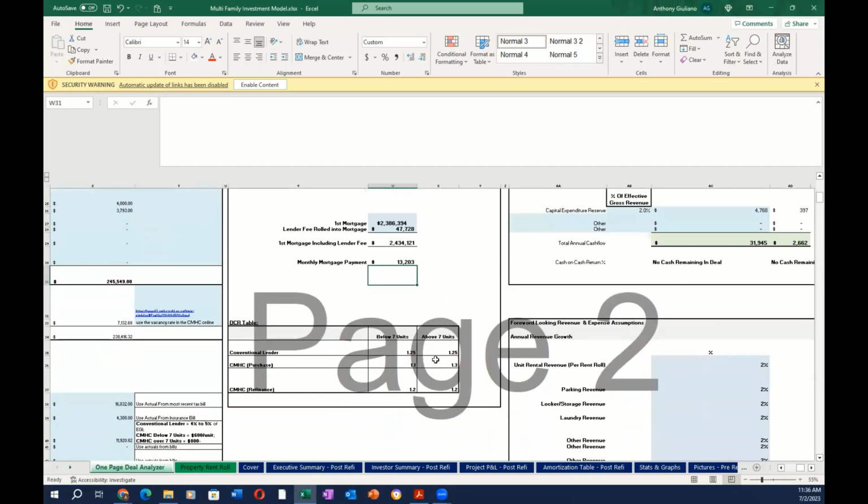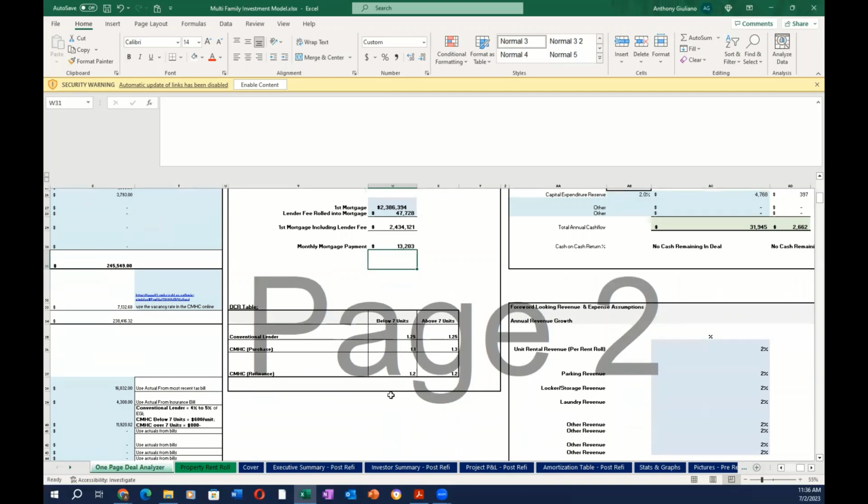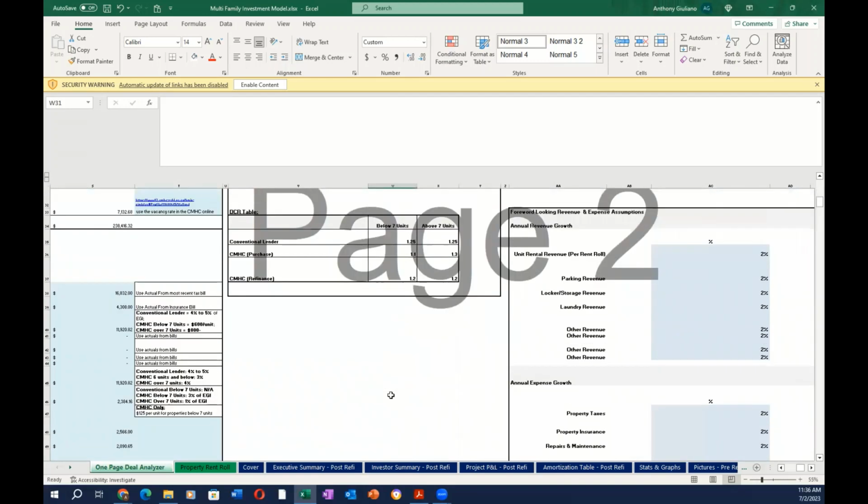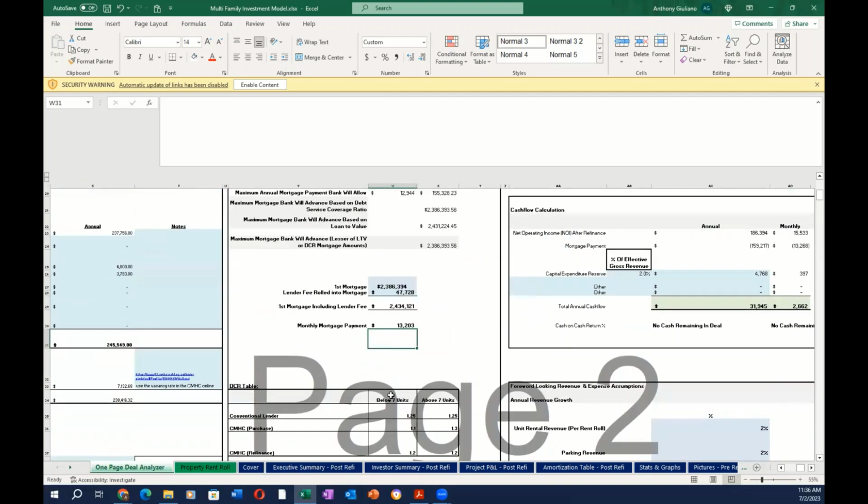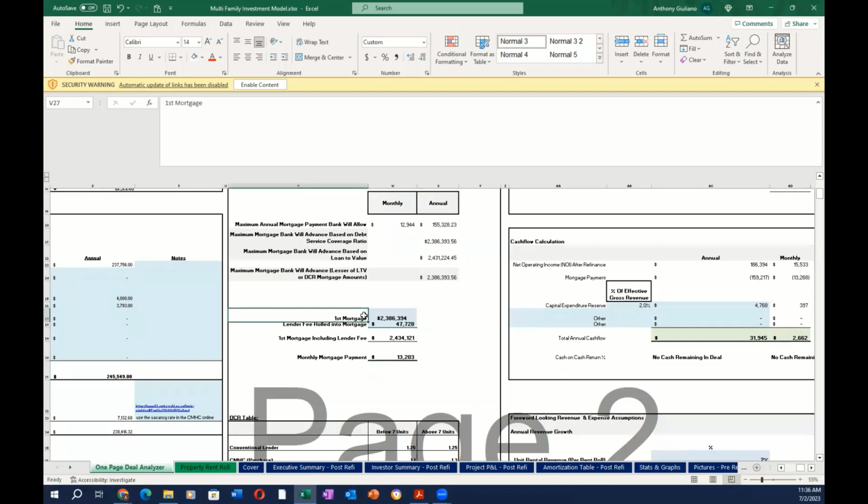So I just have, again, another rule of thumb DCR table down here. You don't have to use it. You can maybe sit down with your broker in your market and ask them. But I know now my first mortgage is going to be about $2.3 million.